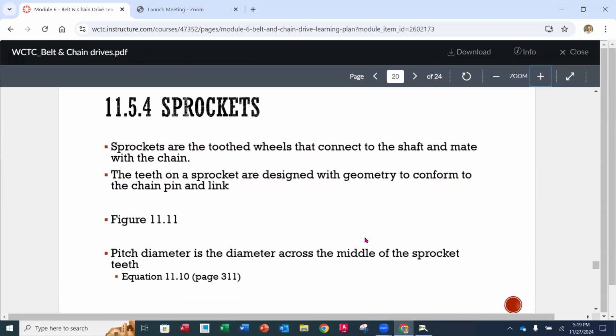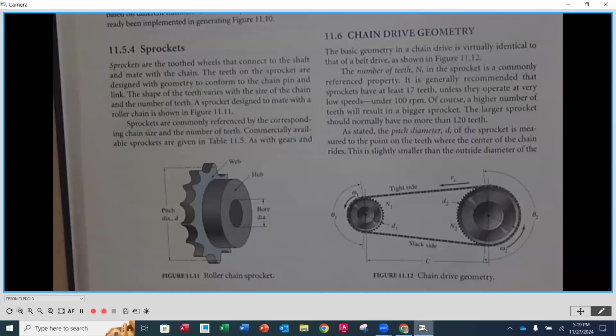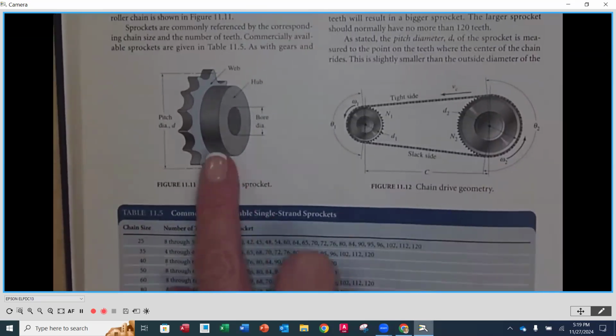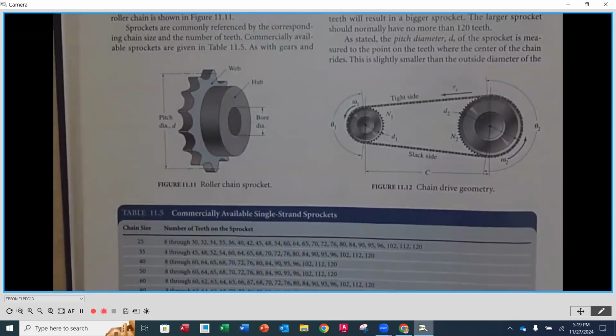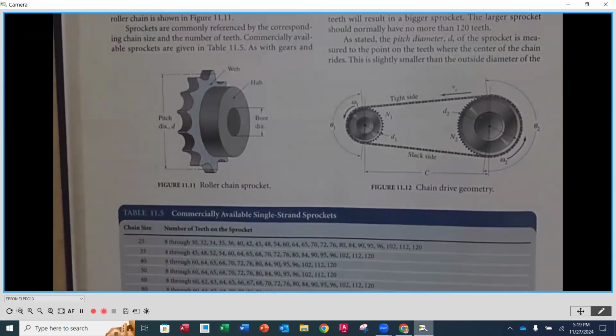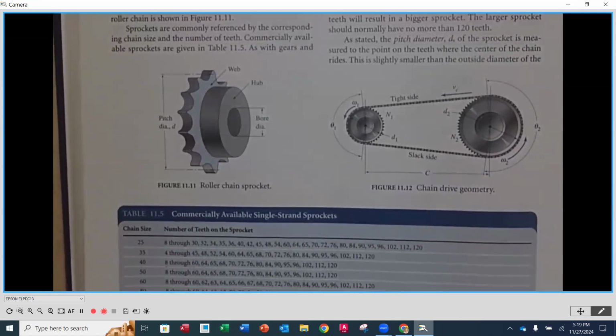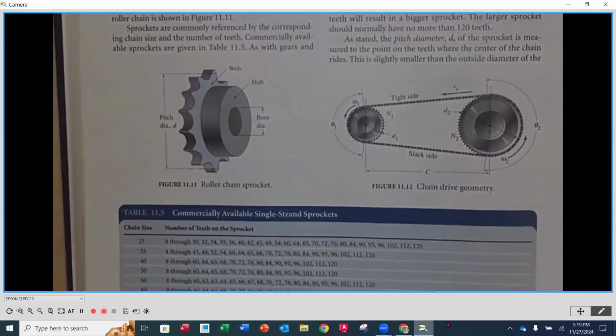Okay. Sprockets, let's look at sprockets. We can see a sprocket on page 310, and the sprocket is going to be that toothed wheel that is going to go up in between the spaces of the chain, and it's going to basically pull it along. Those teeth on that sprocket are designed with geometry that's going to conform to the size of the chain that it's going to pair with. So going back over here, and as I stated earlier, our sprocket, we have to make sure that it is specifically made for the size or the chain number that we specify for the roller chain. So those two do go together.